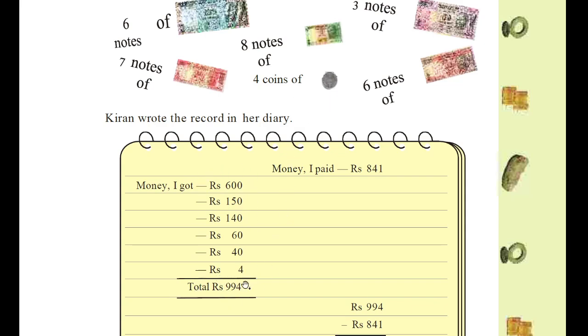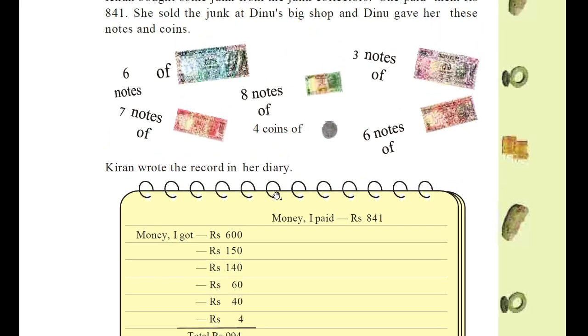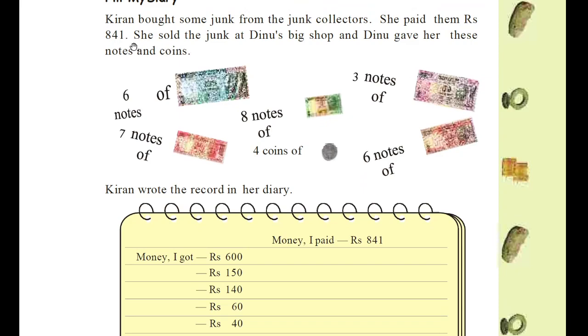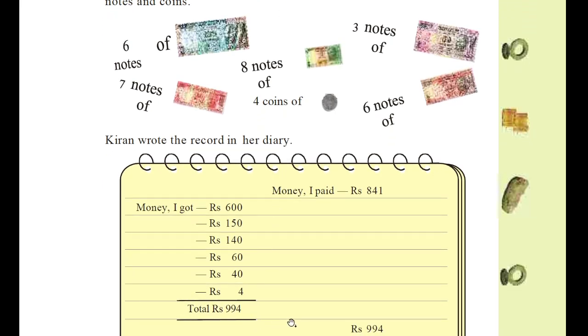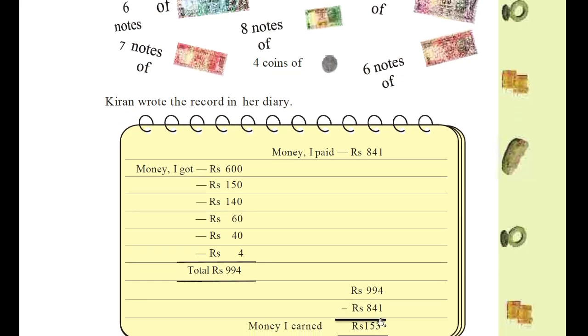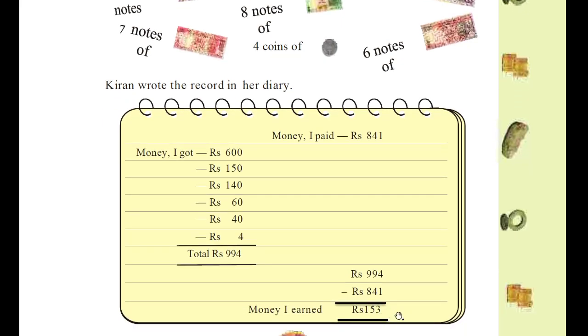So after adding all these amounts, Kiran has got rupees 994 and she has written it here in her diary. In the question you can see she paid rupees 841 to the junk collector, and this amount she has got from Dinu. Now you have to subtract rupees 841 from rupees 994, and this difference, rupees 153, she has earned. So she has written, money I earned equals rupees 153.